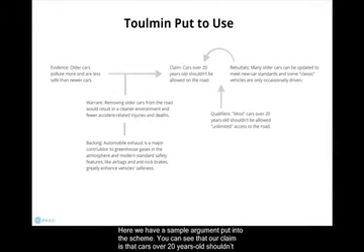Here we have a sample argument put into the scheme. You can see that our claim is that cars over 20 years old shouldn't be allowed on the road, and our evidence for why this is the case is because older cars pollute more and are less safe than new cars. The warrant, or assumption that ties our claim and evidence together, is that removing older cars would result in a cleaner environment and fewer accident-related injuries and deaths. While this warrant may be pretty obvious and thus not necessary to spell out in this argument, this is not the case for every other argument or warrant.